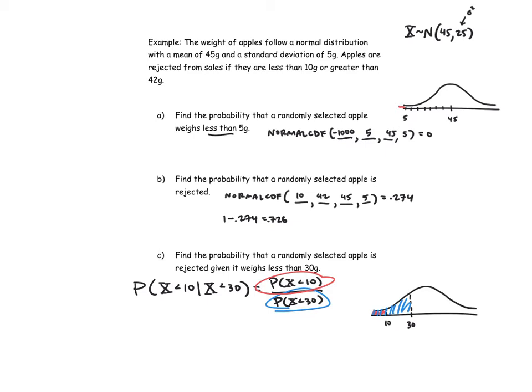All right, so the red will be a normal CDF, -1,000 up to 10, 45, and 5. The blue, very similar. Normal CDF, -1,000, 30, 45, 5. So given that the apple weighs less than 30 grams, what's the probability that it gets rejected?